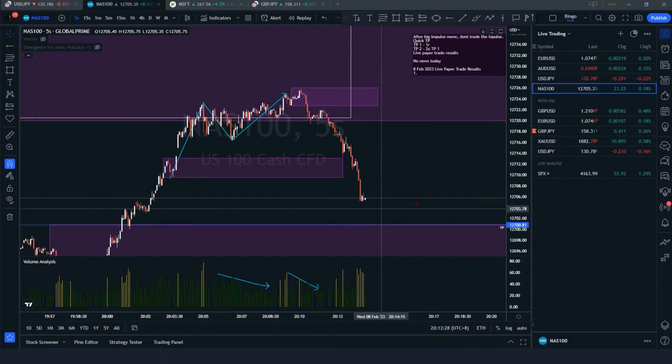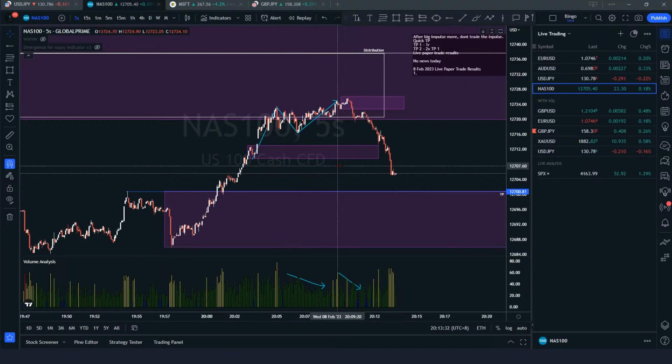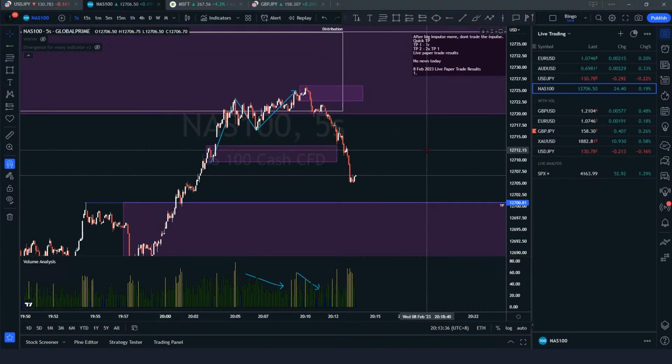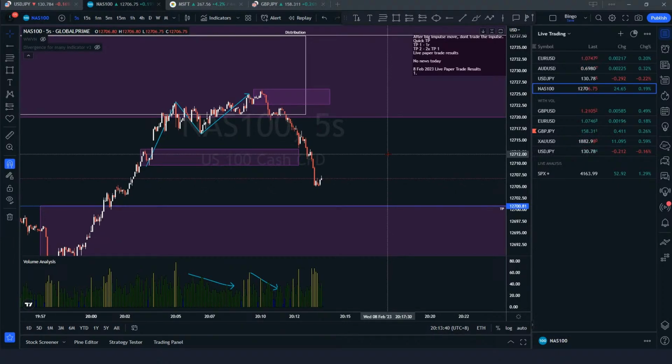Right, so if all plays well, this will be the target for this down move, which we analyzed a few minutes ago.